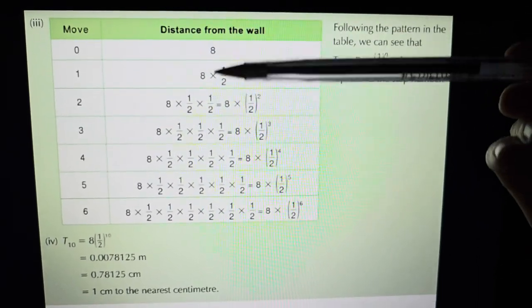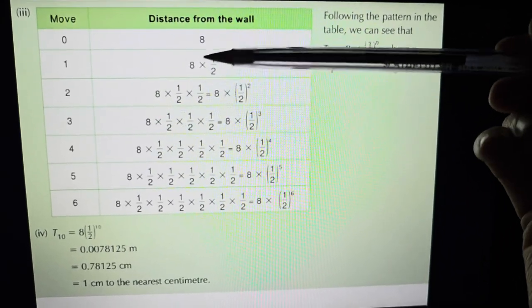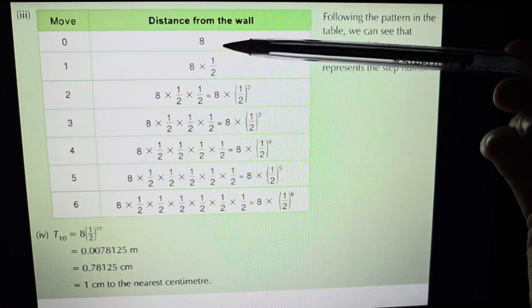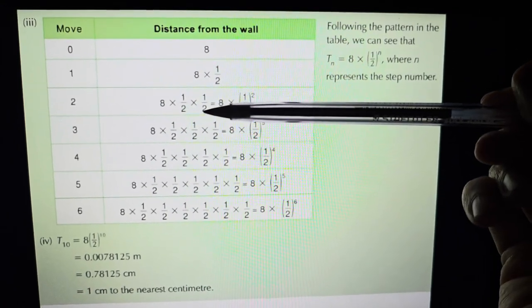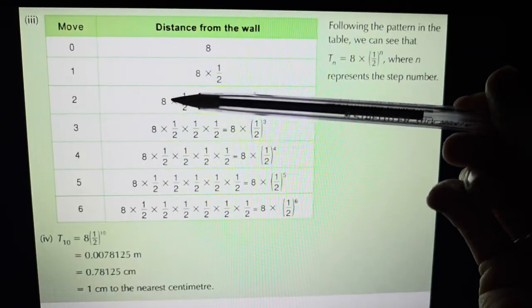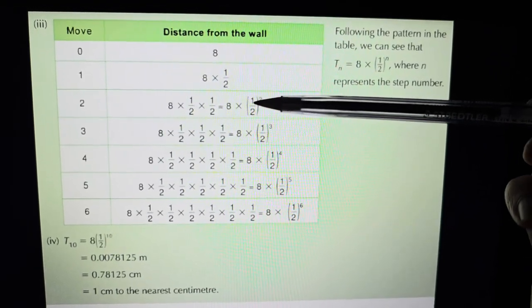To get her next distance from the wall, we halved that, so we multiplied it by a half. To get her next distance, we multiplied this answer by a half again. That's the same as simplifying it and writing it using rules of indices. 8 times a half times a half is the same as saying 8 times a half squared.